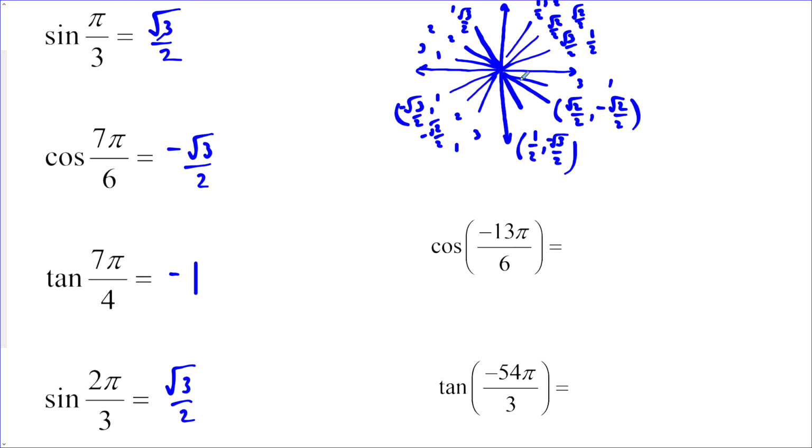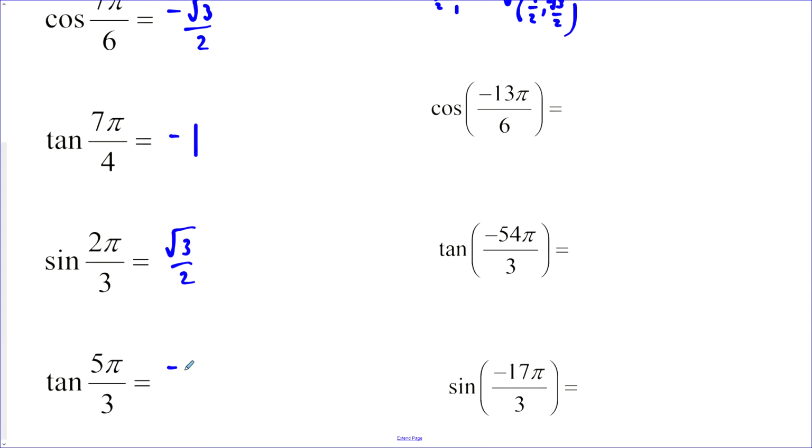X is positive because we're over here on the positive x-axis, and y is negative because we're down here on the negative y-axis. And it's tan, so negative root 3 over 2 divided by 1/2. So the divided by 2's cancel. We're just left with negative root 3.